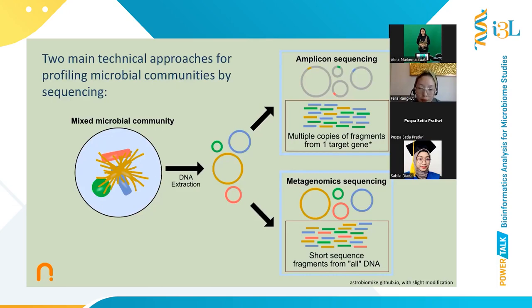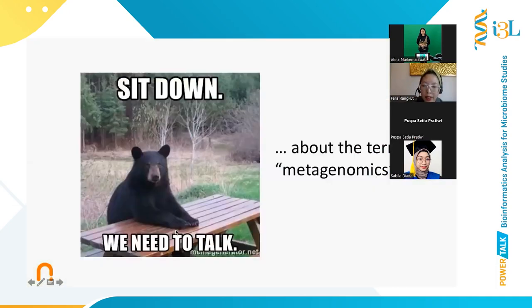The metagenomic sequencing is quite different, because instead of just focusing on one or a few target genes, you actually sequence all of them. So all of the genomes. You take the fragments, usually short sequence fragments from all of the DNA, and you try to assemble it, and then you try to classify it, and you try to analyze it, but you take all of them, right? And this is why we have the term metagenome.